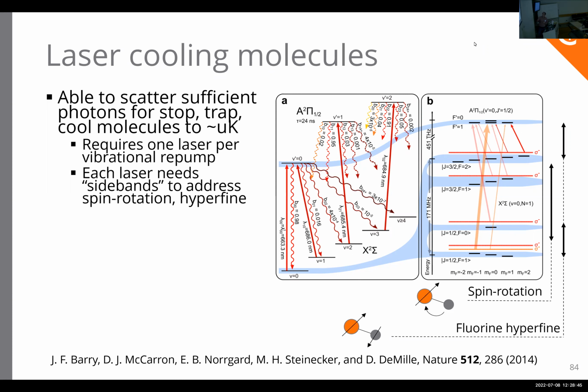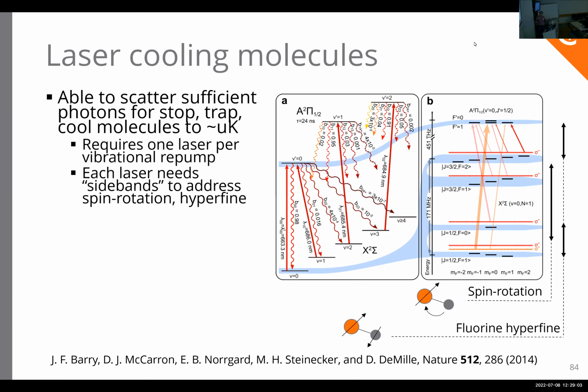So here, this is from the first paper where someone laser cooled and trapped a molecule. And these are the lasers they had. They had the laser to address this transition, and then this one to plug v equals 1 leakage, this one to plug v equals 2 leakage, this one to plug v equals 3 leakage. So you only needed 4 lasers.